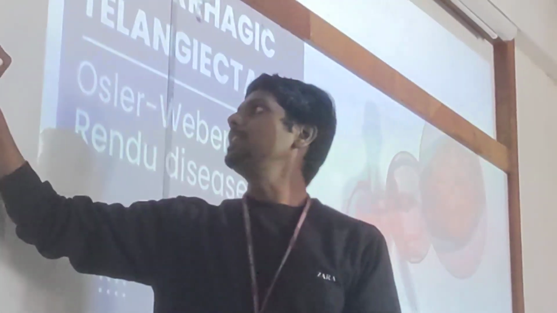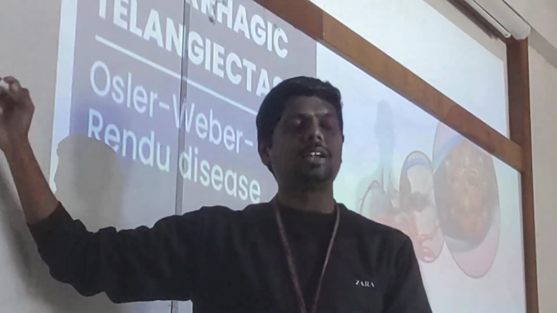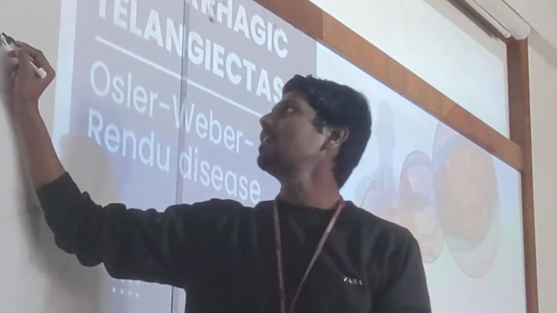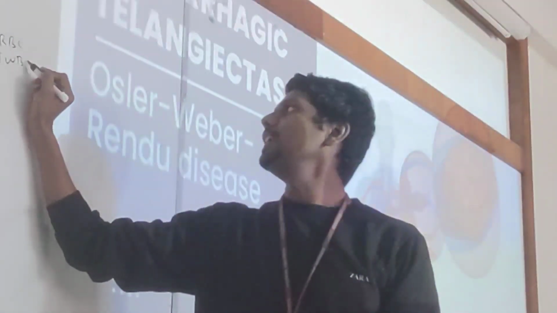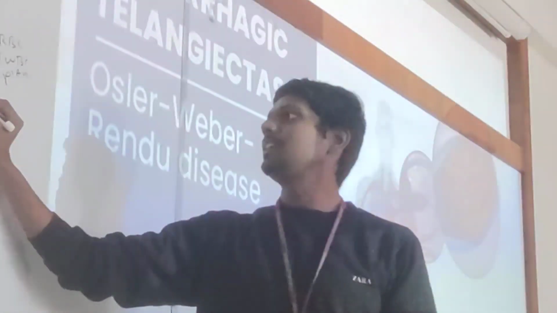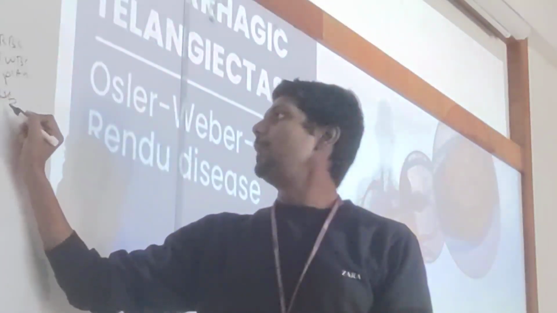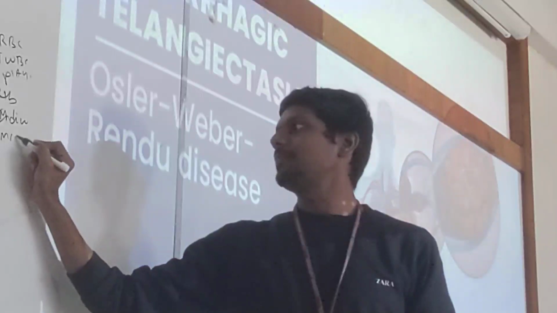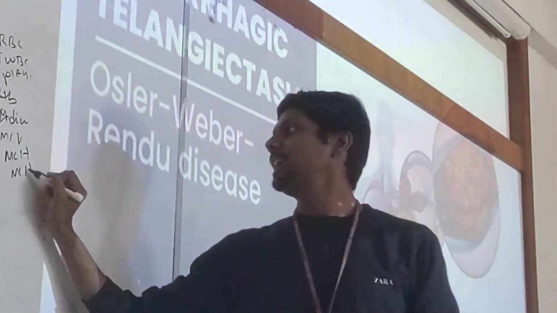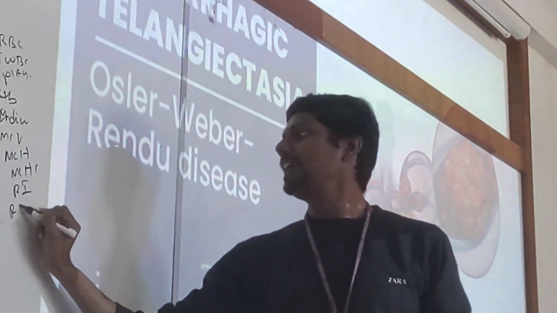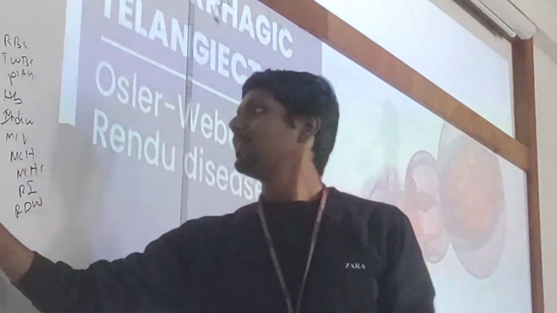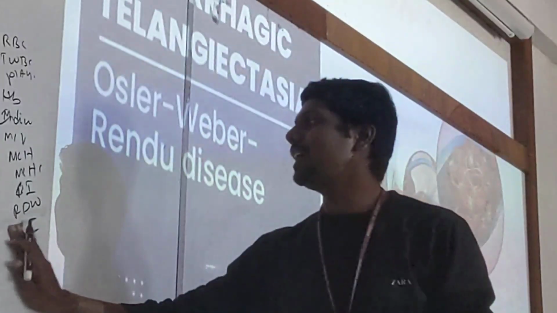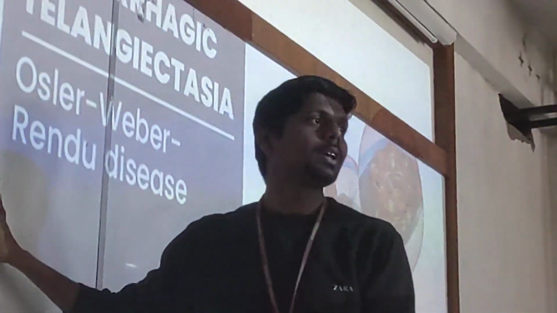First, we will perform CBC to check the normal blood values. Then, what else? In CBC, we are getting TRBC, TWBC, platelets, hemoglobin, and indices. Simply indices: MCV, MCH, MCHC, RI, RDW. Then color index. What else will you perform?